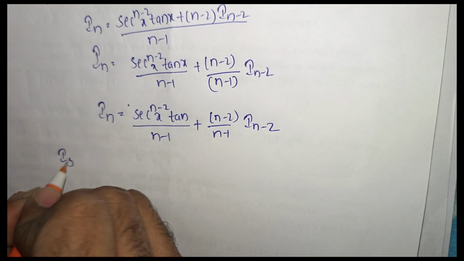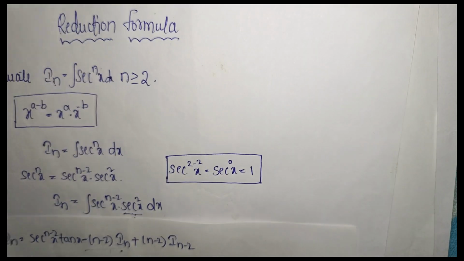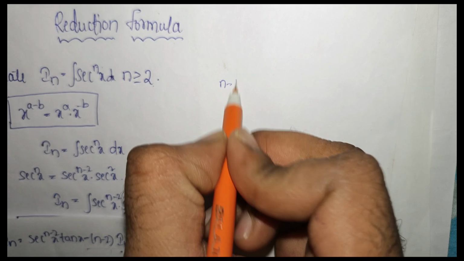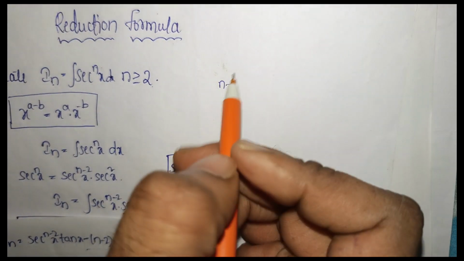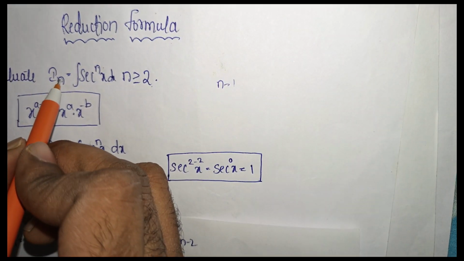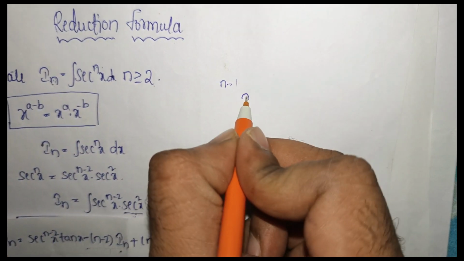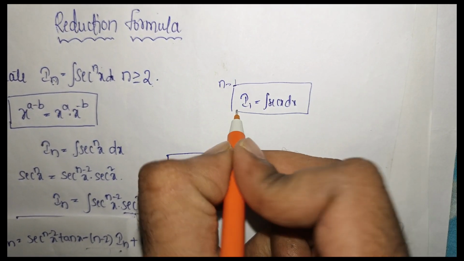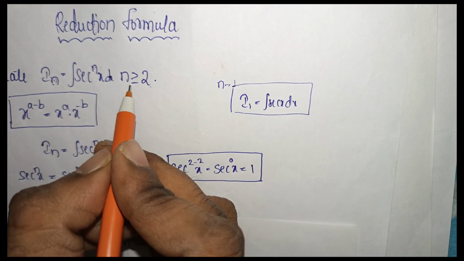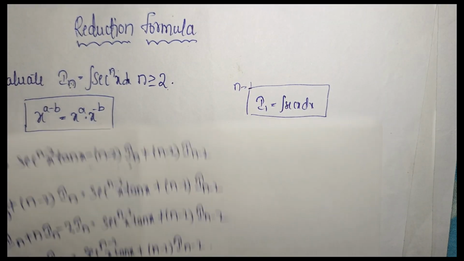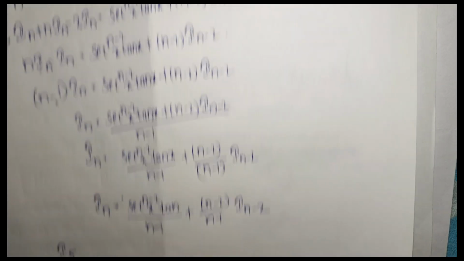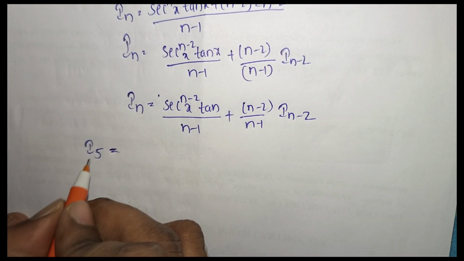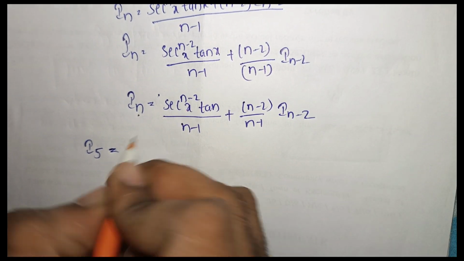If you notice in the question, it has been given that n should be greater than or equal to 2. What if n is equal to 1? If n is equal to 1, we directly have to substitute. So what do we get for I1? I1 is nothing but the integral of secant x dx. You have to remember this: the evaluated formula is only applicable when n is greater than or equal to 2. Now we are going to solve I5. This means that wherever you find n, just replace it with 5.